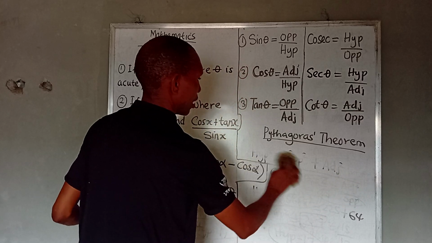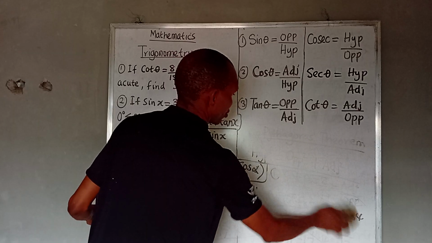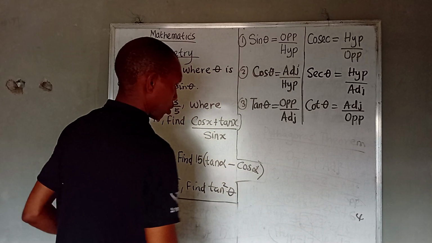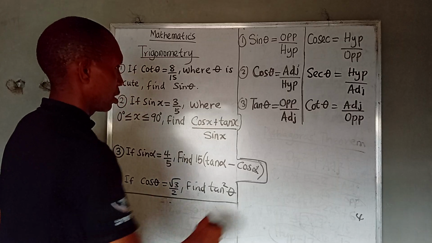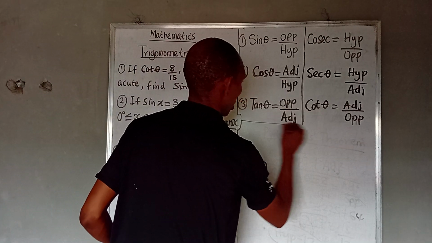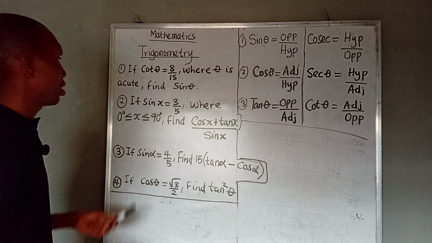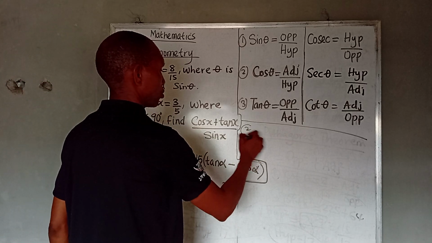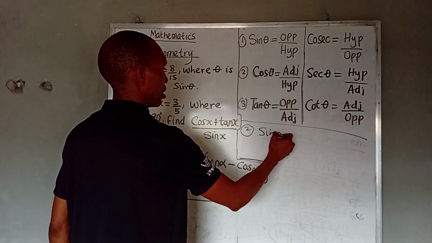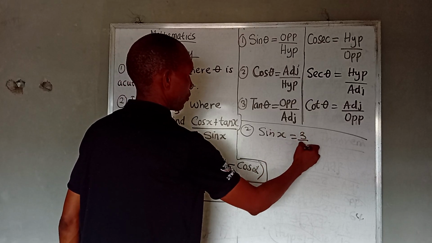Don't forget that the Pythagoras rule states that hypotenuse squared is equal to opposite squared plus adjacent squared. Question number 2. In question number 2, we are told sine x is 3 over 5. So let's see how it goes.